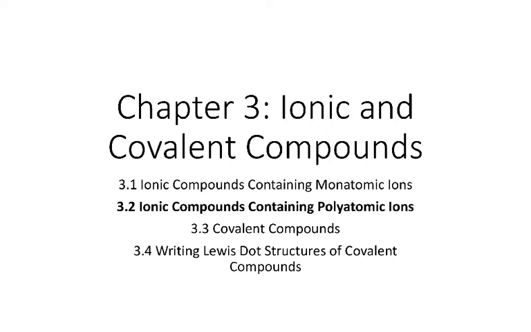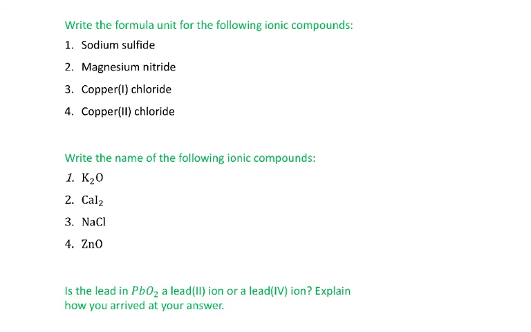We're making our way through chapter 3, ionic and covalent compounds, and we're going to be talking about ionic compounds that contain polyatomic ions. But first, I want to go back and do a couple of practice problems from the last section. So we've talked about ions and ionic compounds. I wanted to leave it off here with, we didn't get to this last time, so we'll think of it as a review this time.